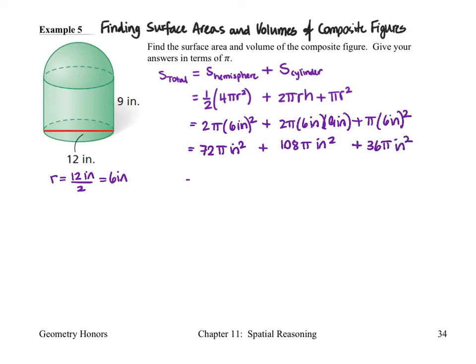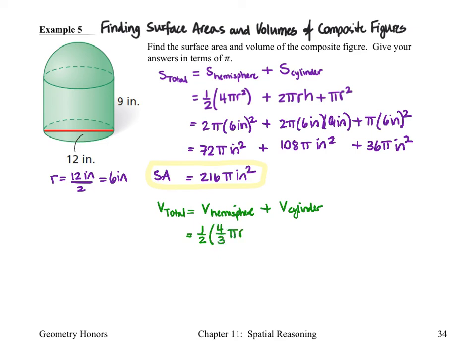Okay, we're ready to total them all up for the surface area of the whole figure, and it's going to be 216 pi square inches. Now let's find the volume of the composite figure. The volume in total is going to be the volume of the hemisphere plus the volume of the cylinder. And the volume of the hemisphere, once again, is going to be 1/2 of, but this time the volume of a sphere, which is 4/3 pi r cubed.